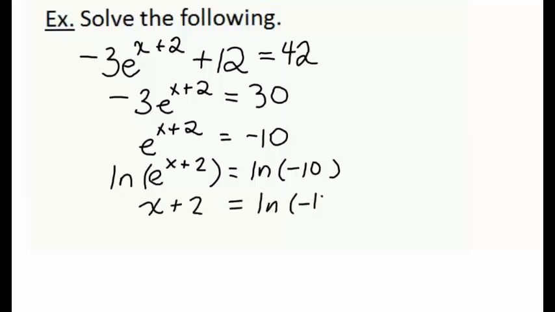But did you notice something here that went wrong? Maybe you recall when we started working with the natural logarithm that we can't have negative values inside of our natural logarithm. This implies that there are going to be no values of x that solve our original equation.